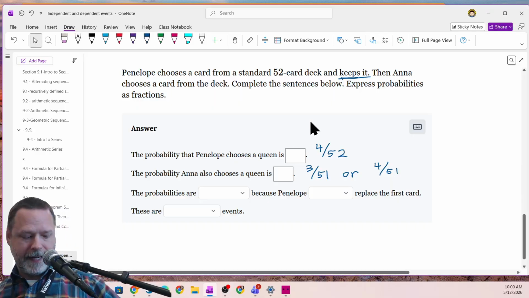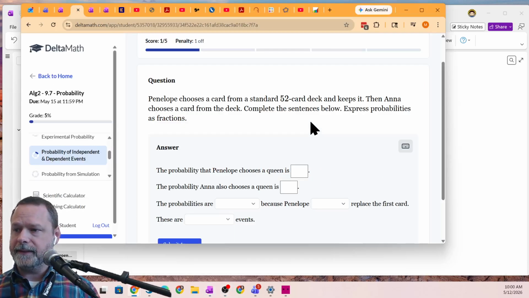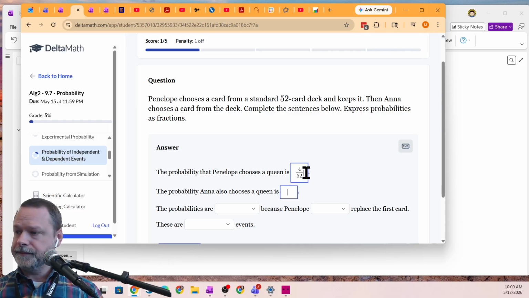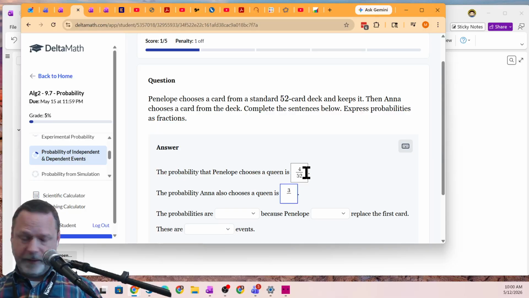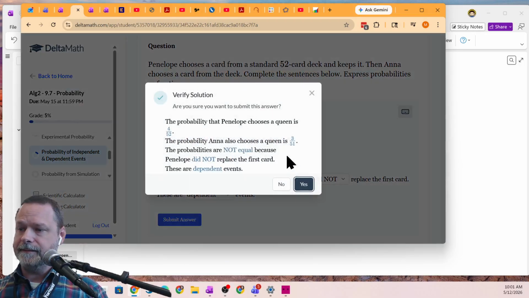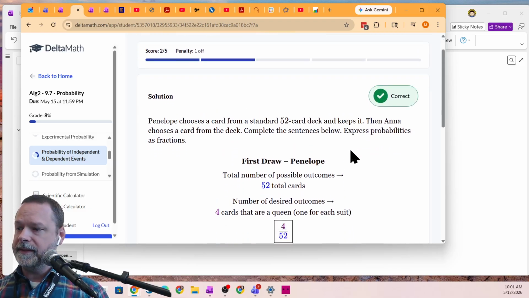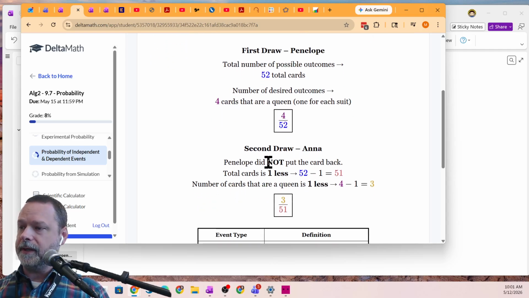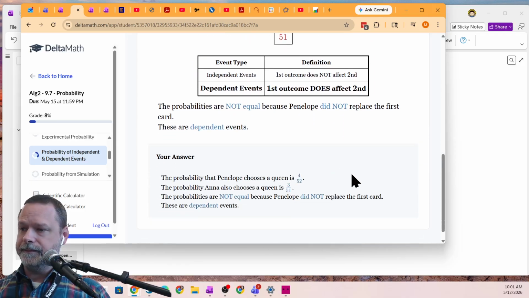So let's go ahead and jump back into Delta Math here and type those in, see what it says. 4 out of 52. I'm going to go with the 3 out of 51, just for fun here. We'll do the assumption that Penelope gets a queen. So the probabilities are not equal because Penelope did not replace the first card. It did not go back in the deck. These are dependent events. All right. It says I got it right, so that's funny. Okay, so second draw. We are going to make that assumption on our homework, that she did get one of those. In the second draw, since it was a queen and was not put back, there's one less card, so 51 cards total, and the number of queens is 3. So there you go.